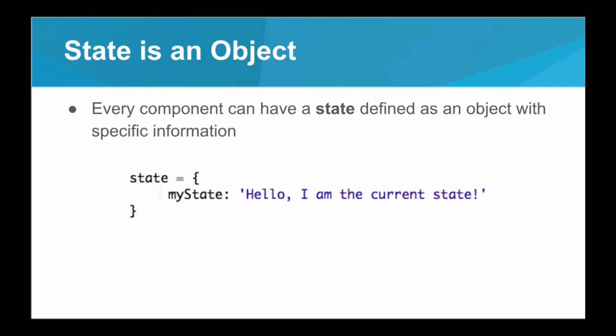Every component can have a state defined as an object with specific information. While every component can have a state defined as an object, our apps are still simple, so we will have one state object per app. In this example, the state object is defined as state, and then inside the curly brackets there is a variable, myState, set to a string, "hello, I am the current state." This is the initial state.